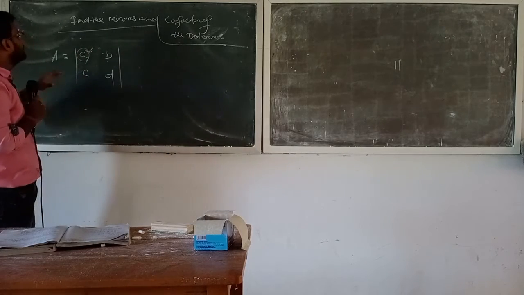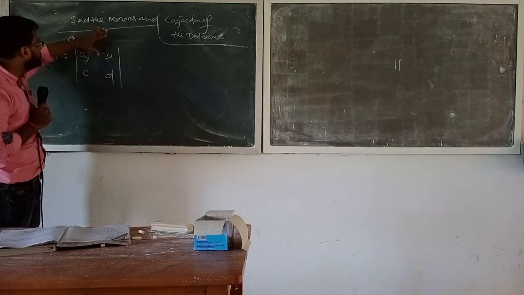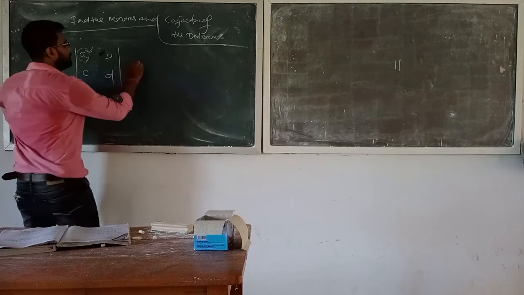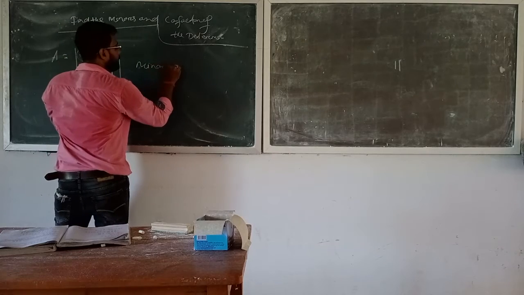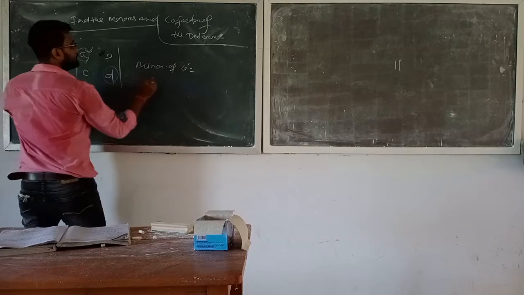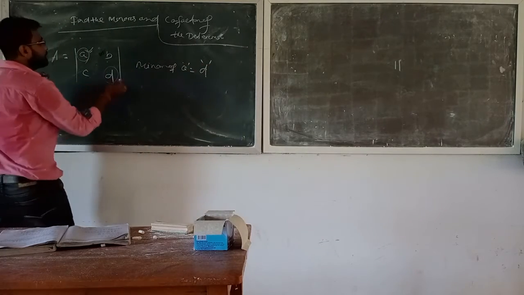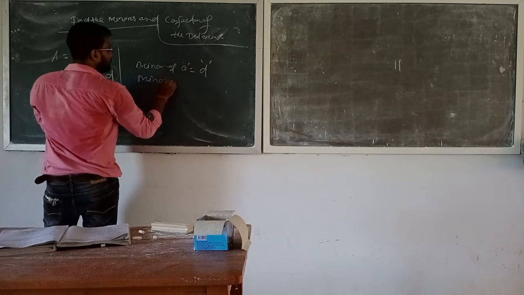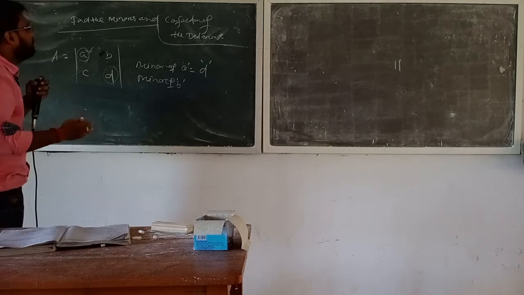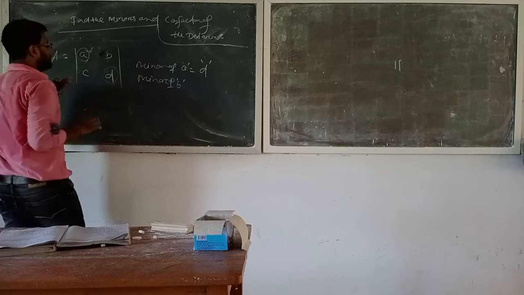And how to find? You delete the first row and first column, so the minor of A is the rest element, D. Similarly, you can find out the minor of B. Minor of B is a 2/2 order determinant, deleting the first row and second column. The rest element is C.